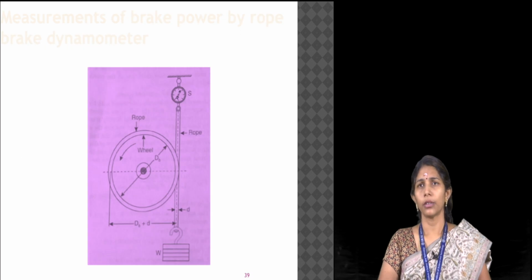Here is a picture of a rope brake dynamometer. We can see the brake wheel drum and a rope connected to it. One end of the rope has a spring balance, and the other has the dead load. As we saw in the formula in the earlier slide, (W − S) π d N by 60 will help you calculate the brake power.